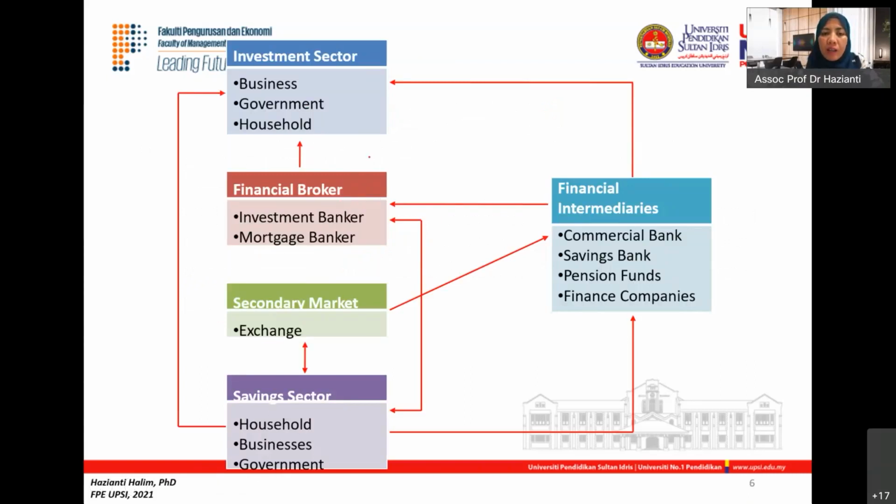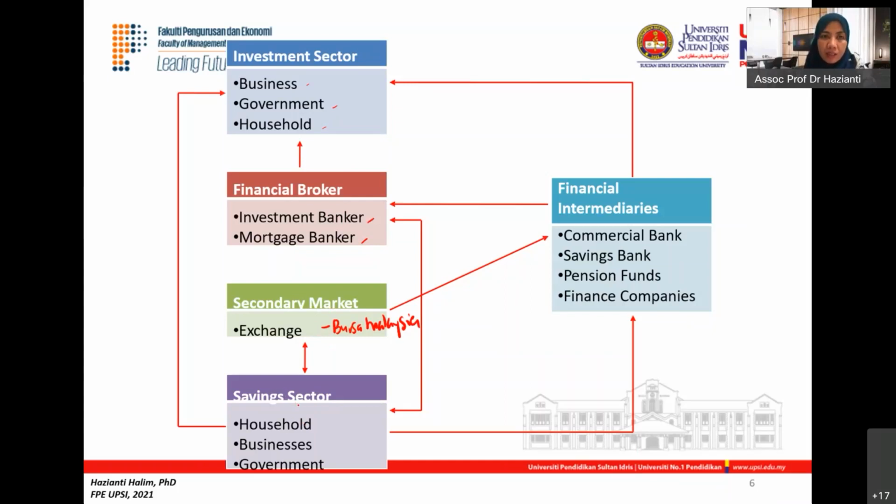So these are the examples when we talk about investors. So these are the investment sector. We have business, we have government, we have household. When we talk about brokers, we have investment banker, we have mortgage banker. All right, and then the secondary market is an exchange. So in Malaysia, we have Bursa Malaysia. Don't say KLSE, that's the old name. The old name is Kuala Lumpur Stock Exchange. So all the exchanges in the world, New York Stock Exchange, London Stock Exchange, these are all secondary markets.